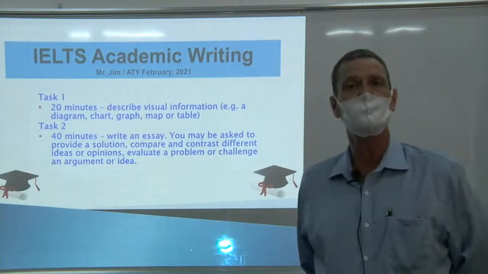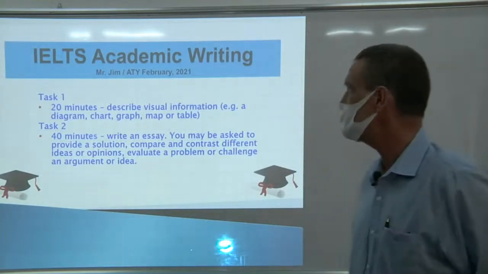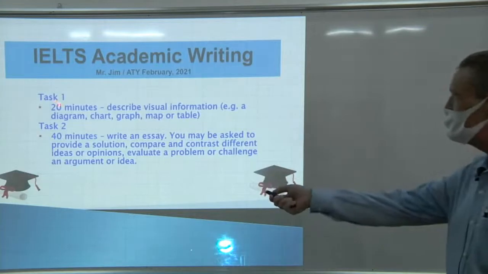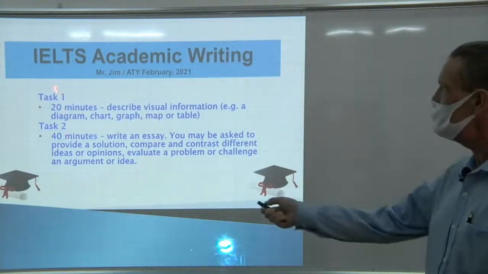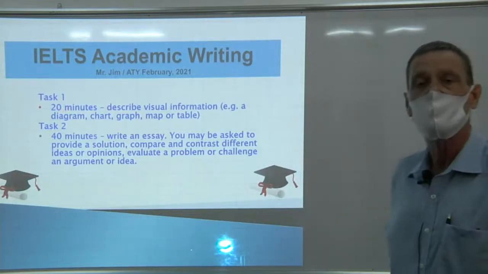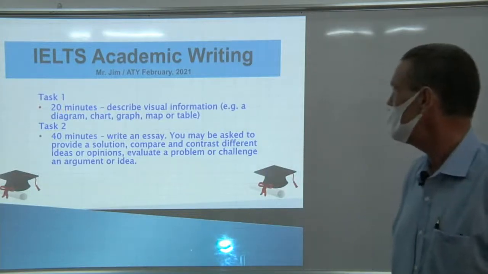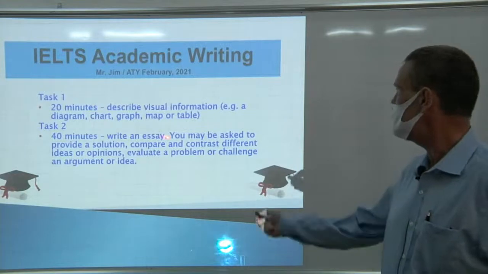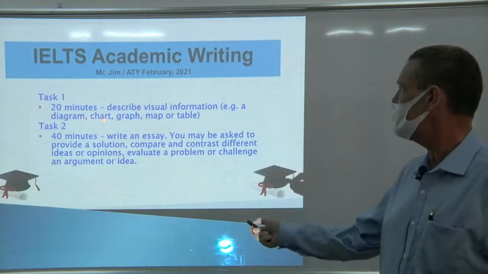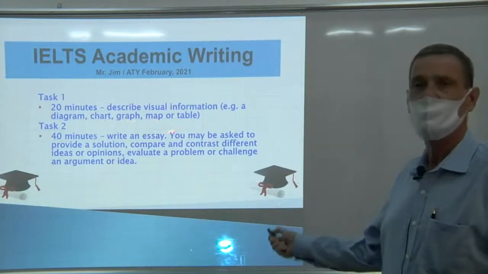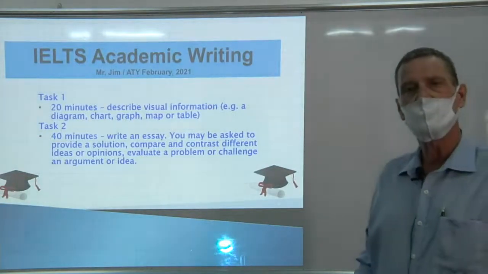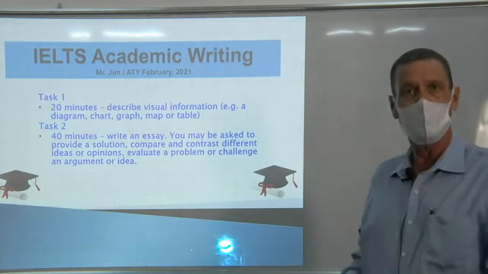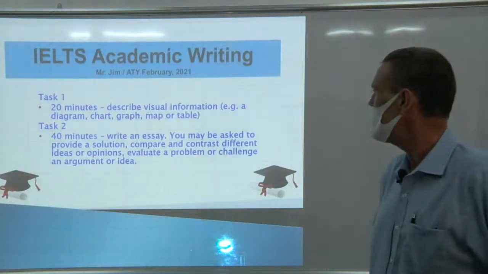So for many of you, this is a review, but we want to start with the overview of the two tasks on the academic writing tasks. Task 1, we recommend you spend 20 minutes on this. It's to describe visual information, and you'll have a diagram, a chart, a graph, a map, or a table, and it's your job to put words to the information represented by the data, the numbers in the charts.